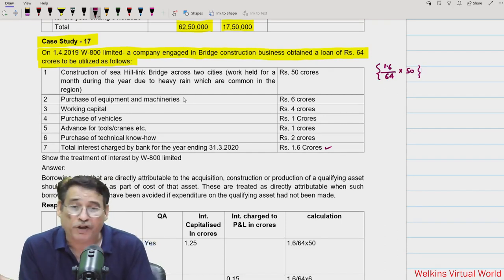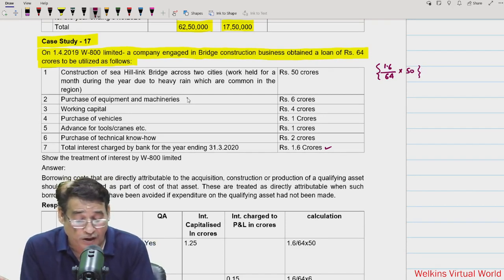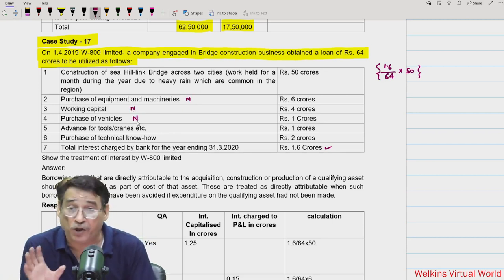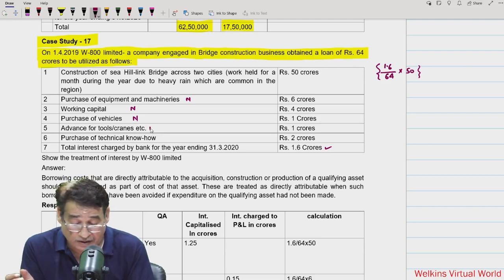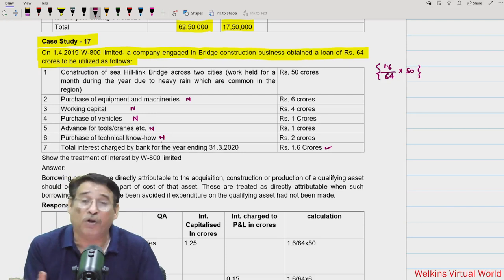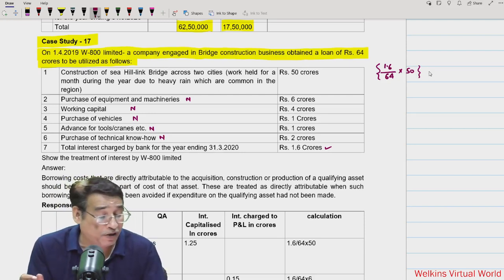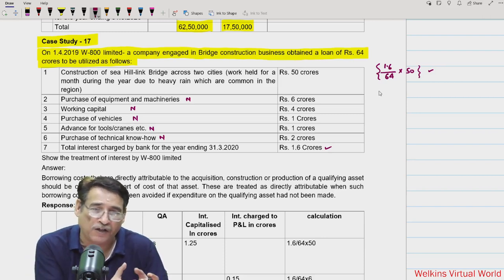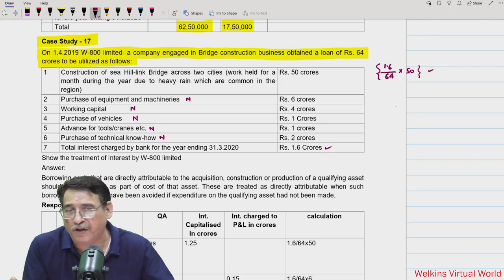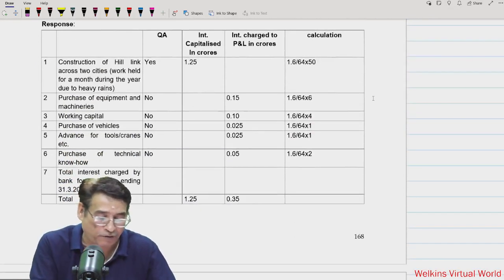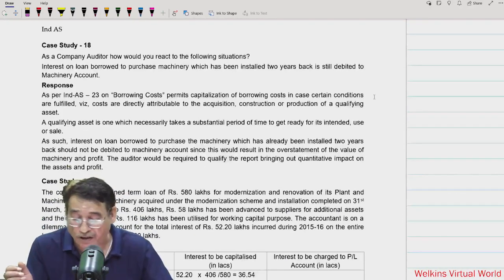While purchase of equipment, as I told you, is not a qualifying asset. Working capital is not a qualifying asset. Purchase of vehicle is not a qualifying asset. Advance is not a qualifying asset. Purchase of technical know-how is also not a qualifying asset. So after computing the interest, you simply deduct this interest from 1.6. So whatever leftover interest is there, that particular interest will be treated as revenue expenditure, although I have given a detailed solution over here.